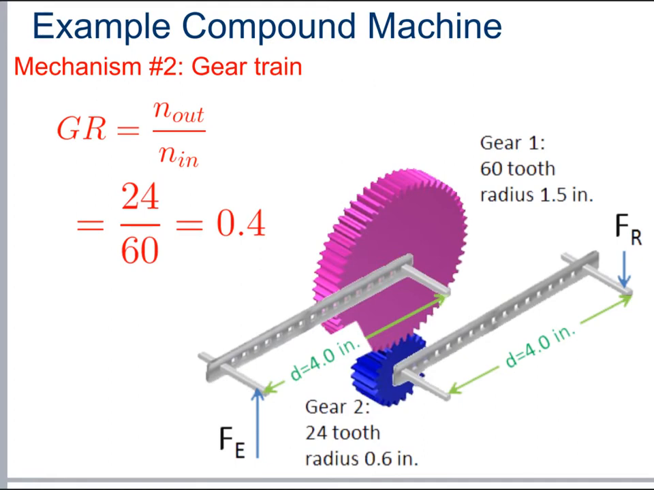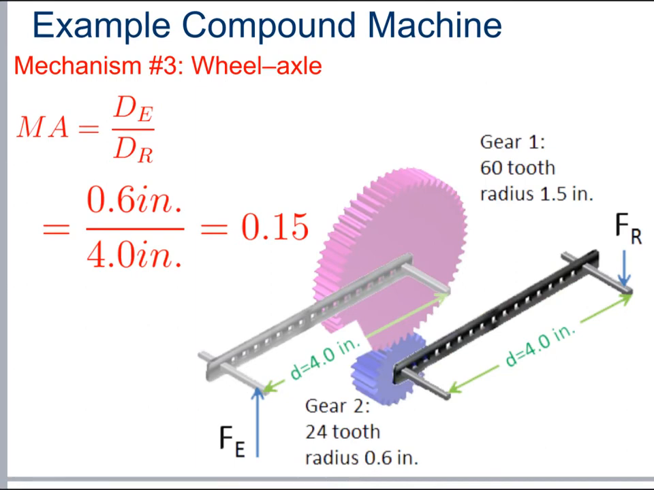For mechanism number 2, the purple gear then transfers the force to the blue gear. The force is transmitted teeth to teeth unchanged, therefore a mechanical advantage of 1. But the force on the blue gear is now at a different distance from its axis of rotation, causing a gear ratio that is not 1. Recall, to calculate gear ratio, it's the number of teeth of my output gear divided by the number of teeth of my input gear. So in this case, we have 24/60, or a gear ratio of 0.4.